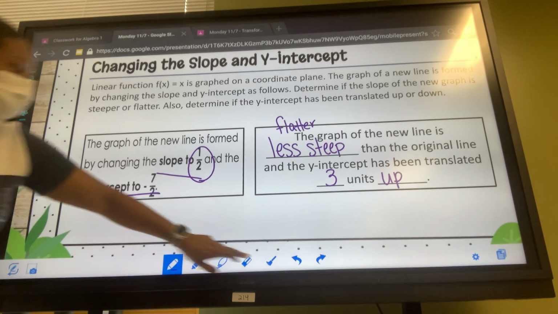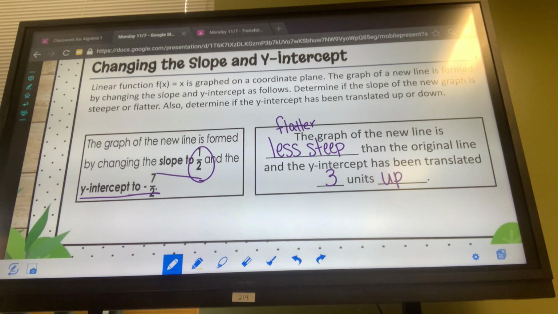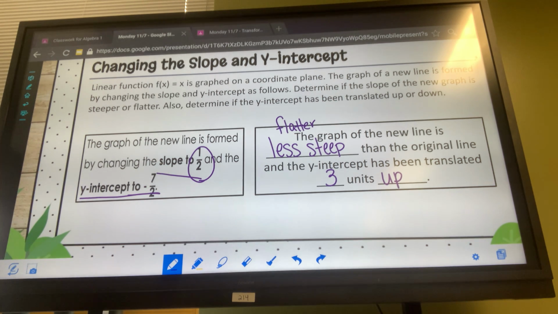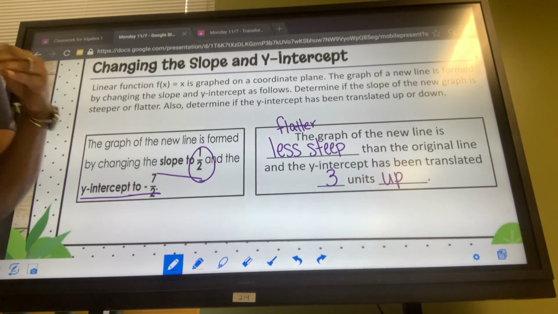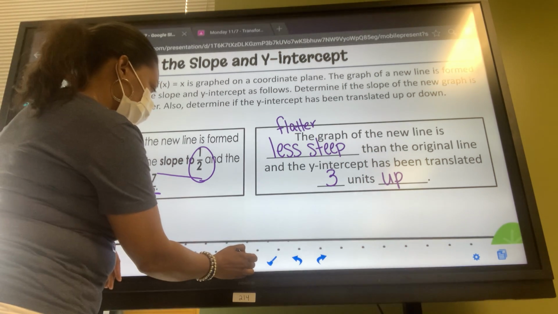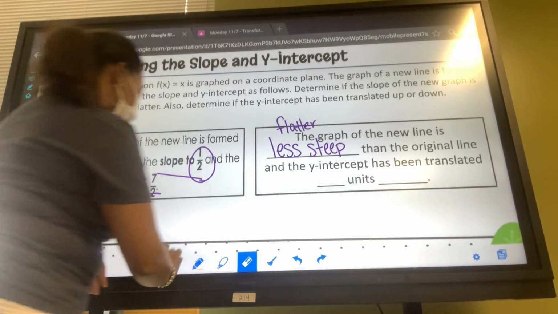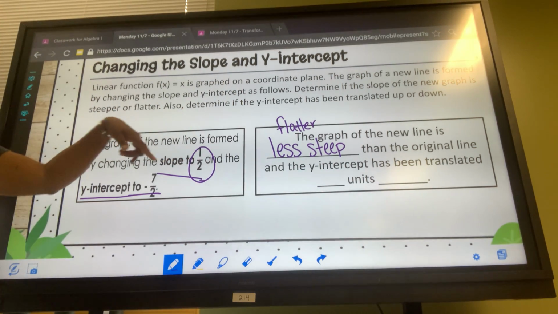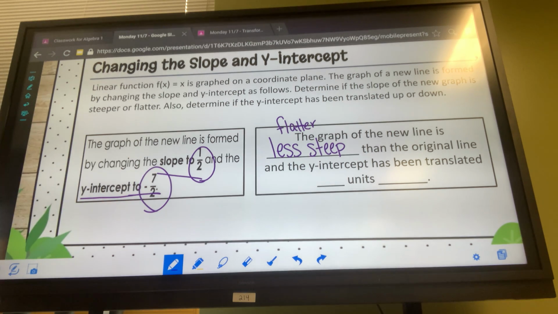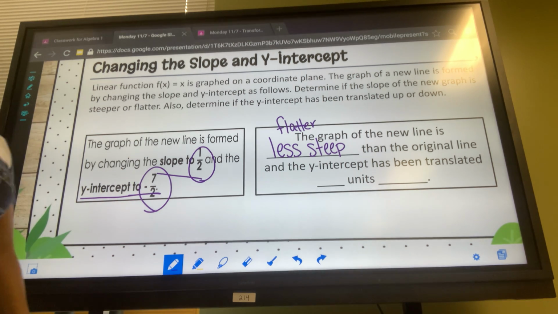All right, our slope. Is it greater than 1 or less than 1? Less than 1. If it's less than 1, does it get steeper or less steep? Less steep. Okay. So it's still less steep or flatter. Now this is our new y-intercept, 7 over 2. So 7 over 2.